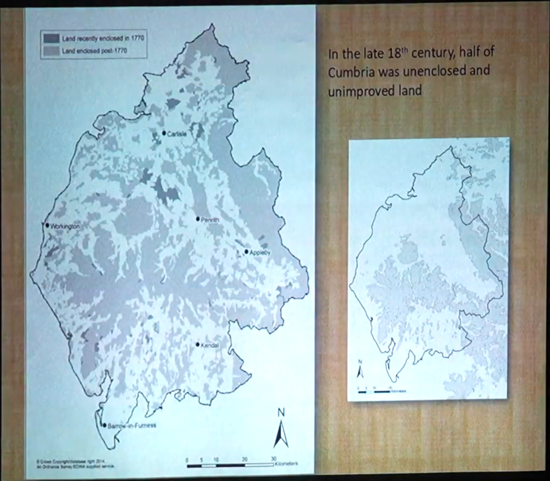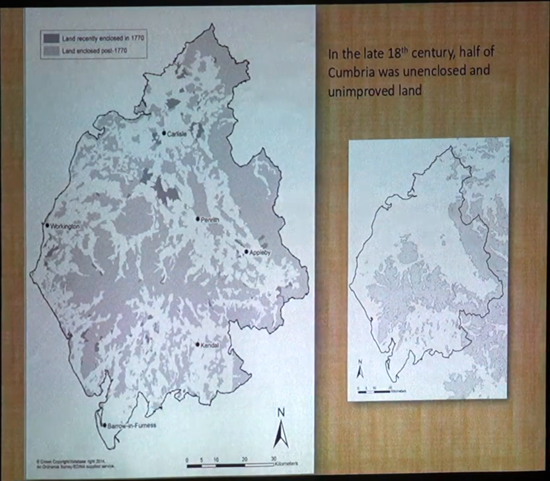So this is what I ended up with. The map on the right is what we have today. The map on the left shows you what it was like by the late 18th century. There are some slightly darker grey areas. Those were areas that were unenclosed slightly before the county maps of the late 18th century. So it gives you an idea of what it was like earlier in the 18th century, if you like.